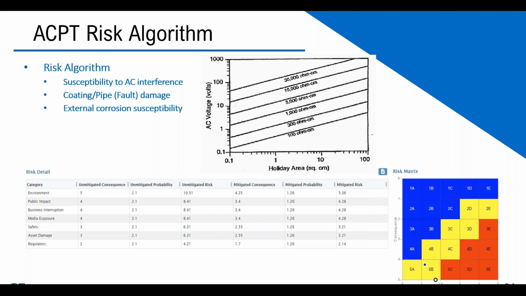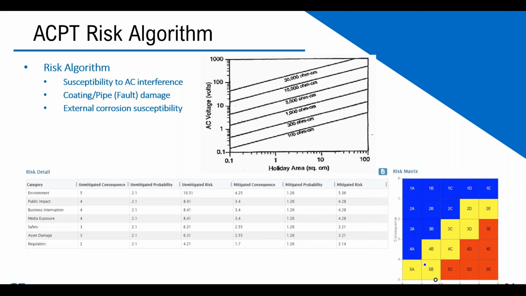USDA has data, and it's just at the limit of what the pipes are buried at. But the point is you could do some nice studies on some of this stuff and get a preliminary assessment.